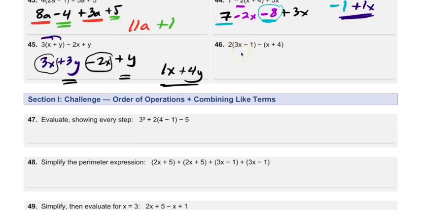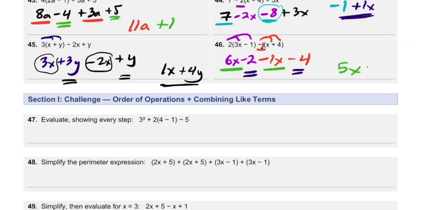Over here, we're going to distribute. So 6x minus 2. I still have to distribute the negative here. You don't see any number in front, but that's like a 1. So we're going to distribute that. So negative 1x minus 4. And then we're going to add up like terms. So 6x minus 1x is 5x. And then negative 2 minus 6. They're both negative, so you just get more negative. So negative 6. That's the answer there.